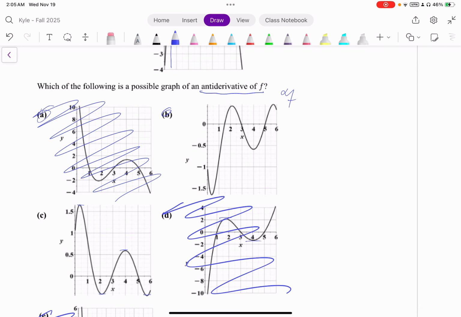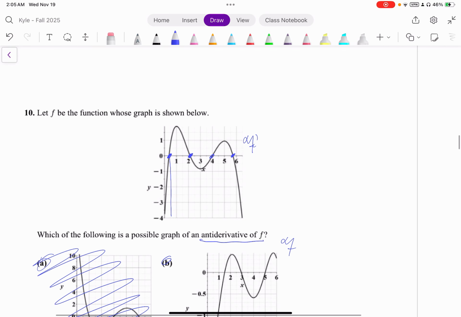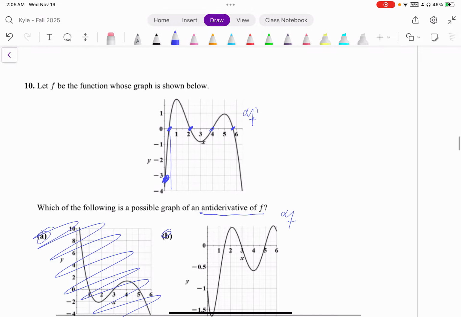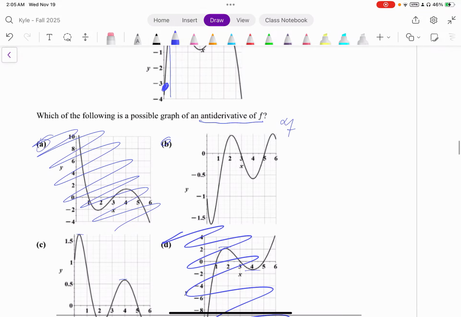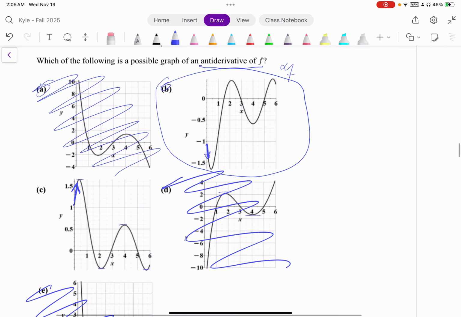So maybe let's take a look at this end behavior. At 0, our derivative should be positive. Or sorry, at 0, our derivative is negative. So our function should have negative slope. So here we have positive slope, and we have negative slope here. So B has to be our answer, because for C, the slope is pointing in the wrong direction. We should have negative slope.